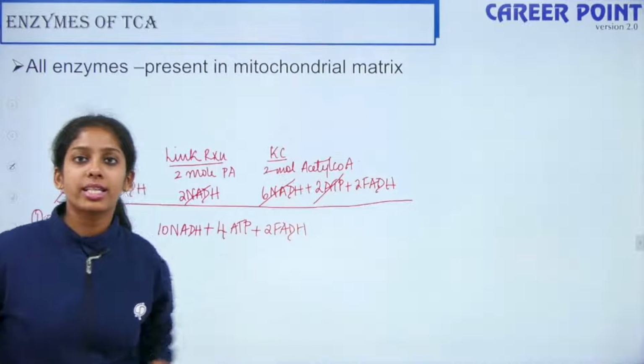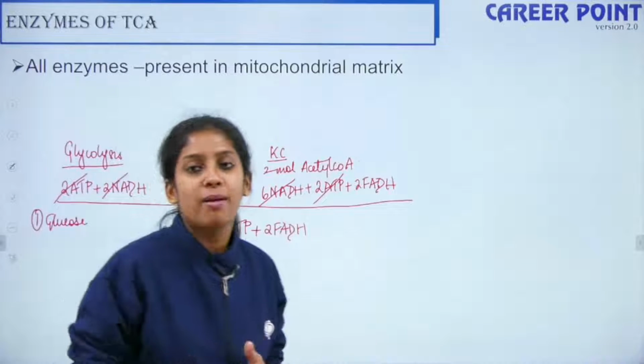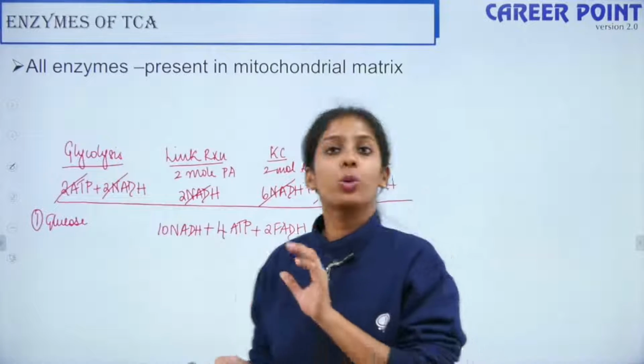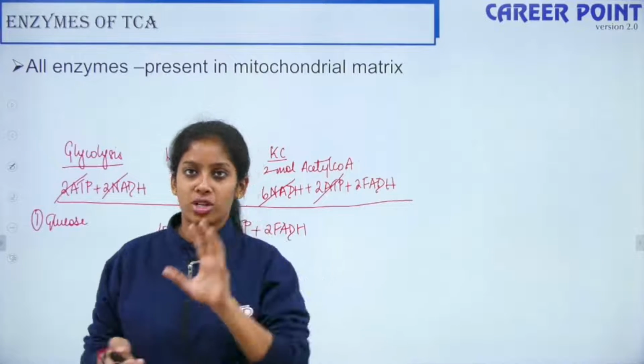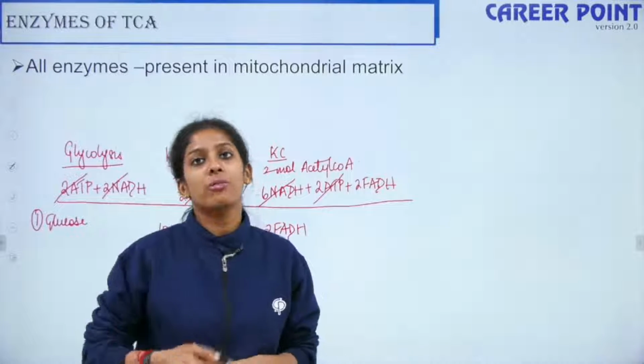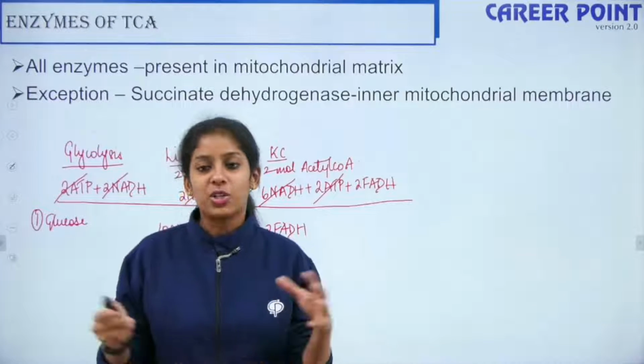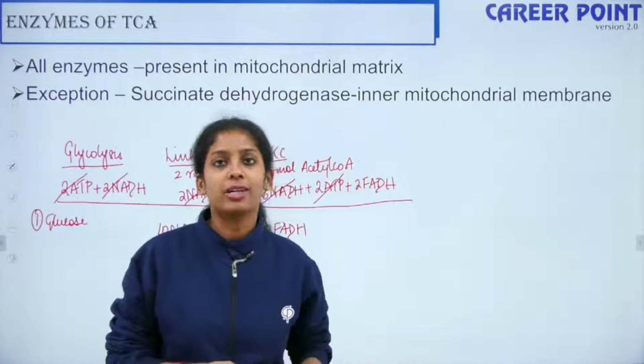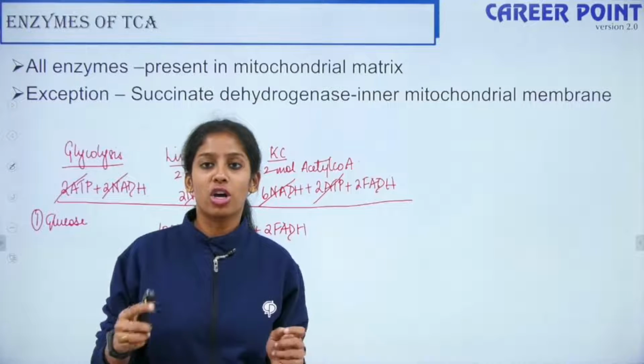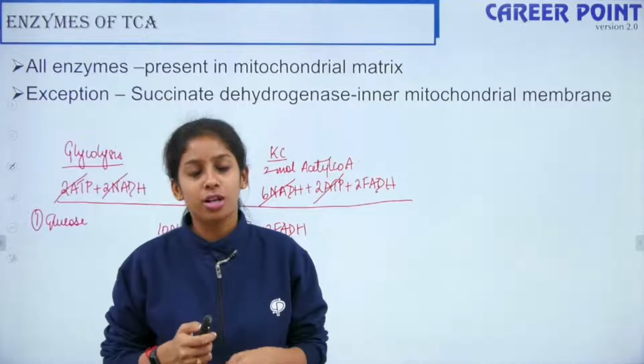So I hope this is clear. With this, we are done with the second part of your respiratory pathways, wherein we have covered your link reaction and Krebs cycle. On Monday, we'll be talking about your ETC. That will be the last portion of your respiratory pathways, and then we'll move on into human physiology. A quick highlight of human physiology will be done.